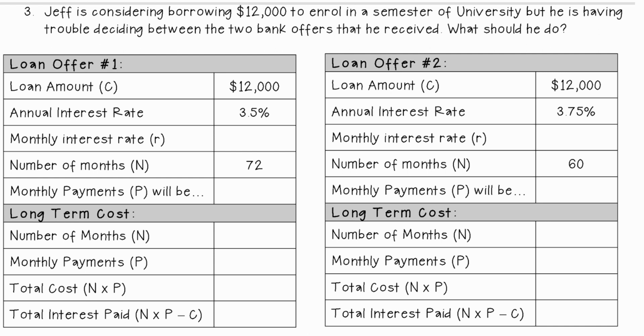Hello, everyone. Let's take a look at number 3. Jeff is considering borrowing $12,000 to enroll in a semester of university, but he's having trouble deciding between the two bank offers that he received. What should he do? Step 1.